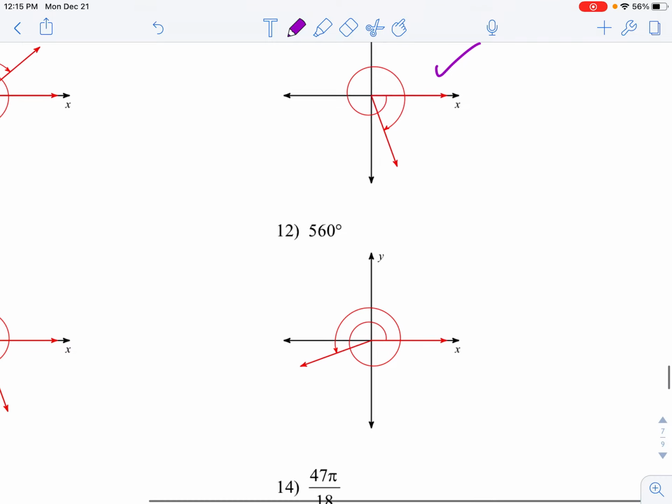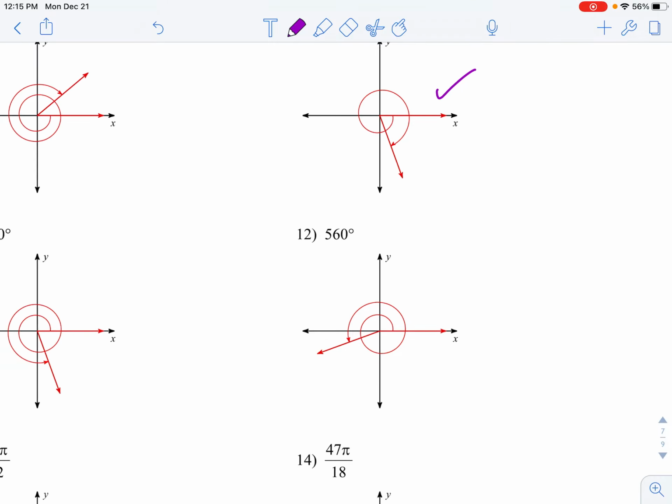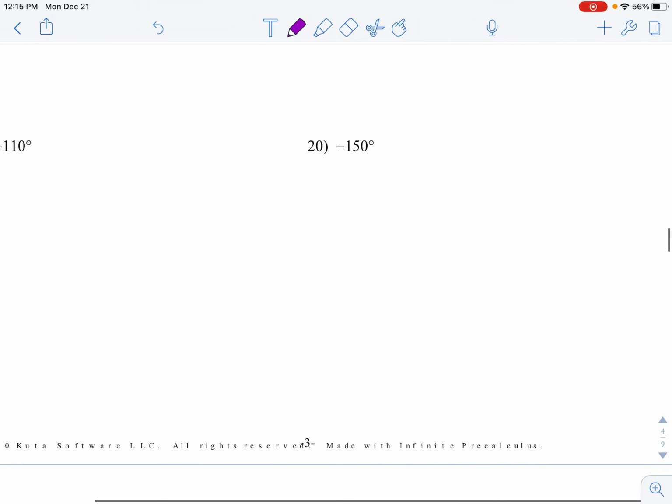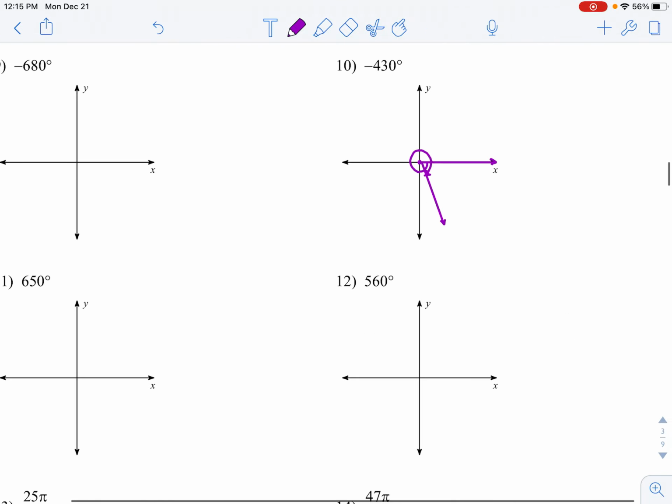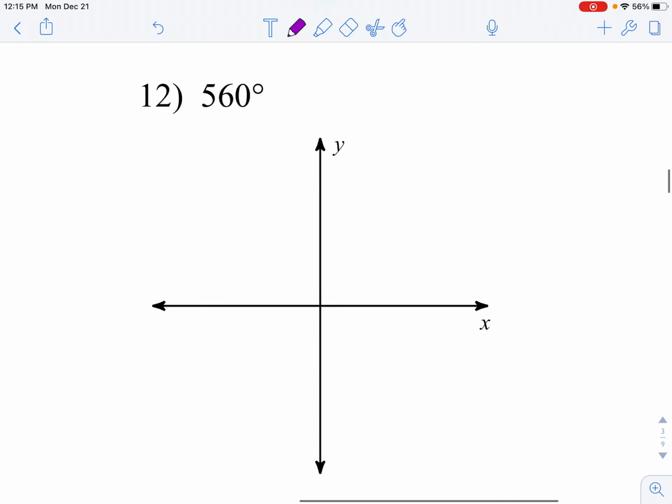So, okay, I'm already looking at 560. This is going to be another one of those angles that kind of curls on itself. Here we go. So, vertex at the origin, initial side, the positive x-axis, positive angle, so that's 90, 180, 270, 360. 360 plus 90 is 450. 450 plus 90 is 540. 560 is just going to be 20 degrees more.